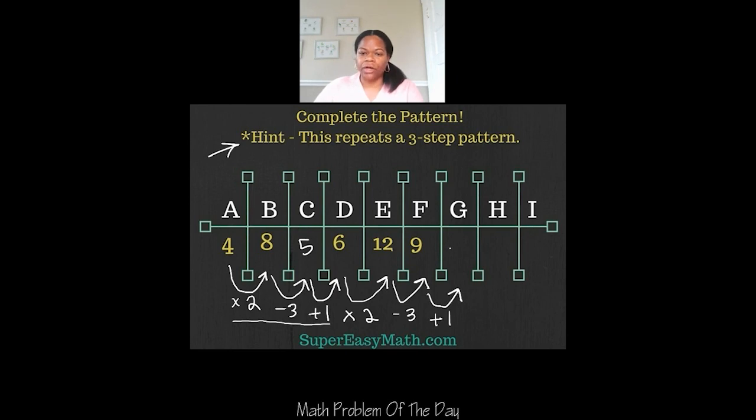So if I add 1, that means my G space would be 10, and then the next step in the pattern would be to repeat the times 2 again, and that would give me 20 here. And then the next step in the pattern would be to subtract 3, and that would give me 17 here. So the answers to fill in space C, G, H, and I are 5, 10, 20, and 17.